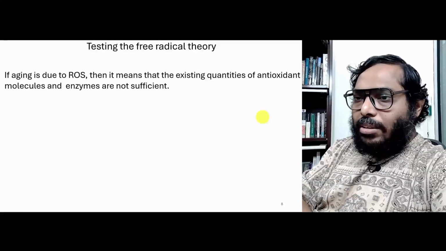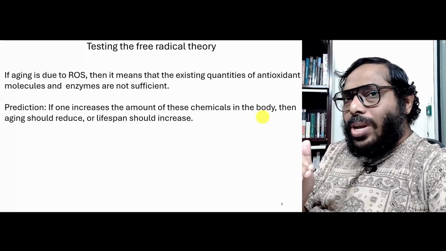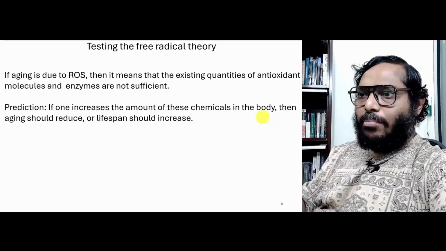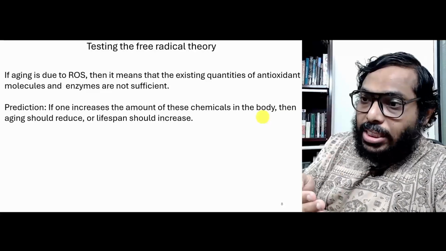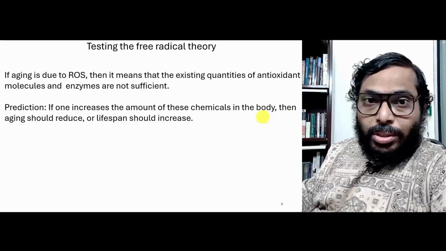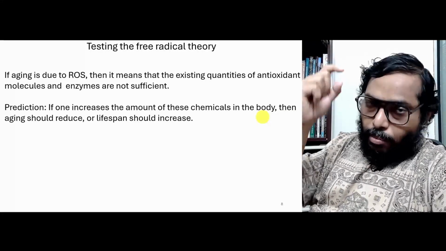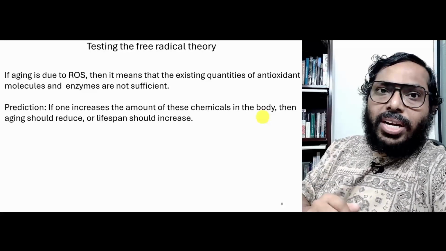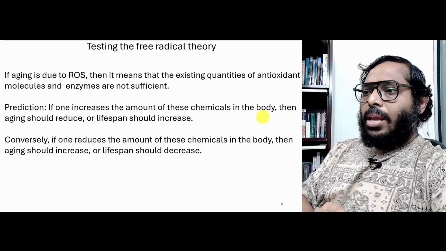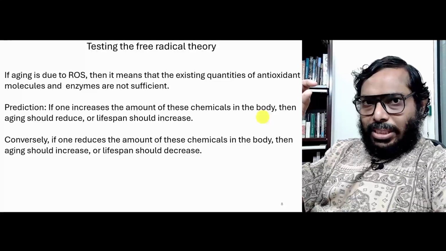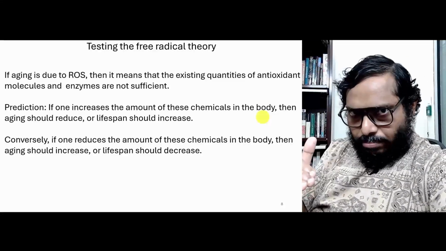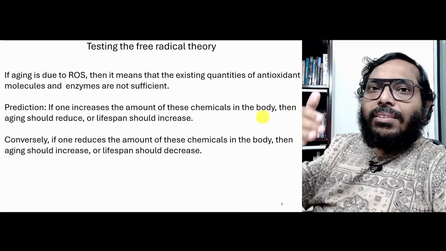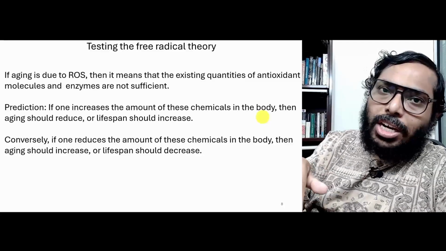So, if that be the case, that means that if you increase the amount of these enzymes or if you increase the amounts of vitamin C and vitamin E, then that should reduce aging or increase lifespan or maybe both, right. If the amount of the chemical is limiting, then you increase the amount of the chemical and then that should prevent aging. Alternatively, if you take the existing amount of these chemicals and somehow reduce them, okay, then the other prediction is that that itself should increase aging or lead to a reduction in lifespan.